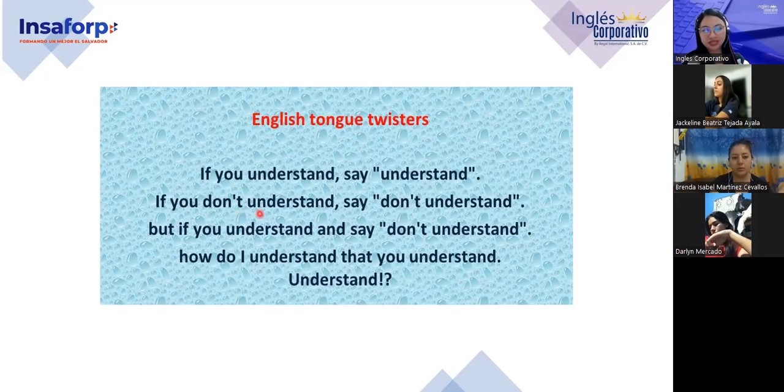If you don't understand, say don't understand. But if you understand and say don't understand, how do I, how do? Or how do, si quieren pronunciarla igual correctamente. How do I understand that you understand? Understand, la entonación al final, ¿ok? If you understand, say understand. If you don't understand, say don't understand. But if you understand and say don't understand, how do I understand that you understand? Understand? Okay, this is what we're going to do.